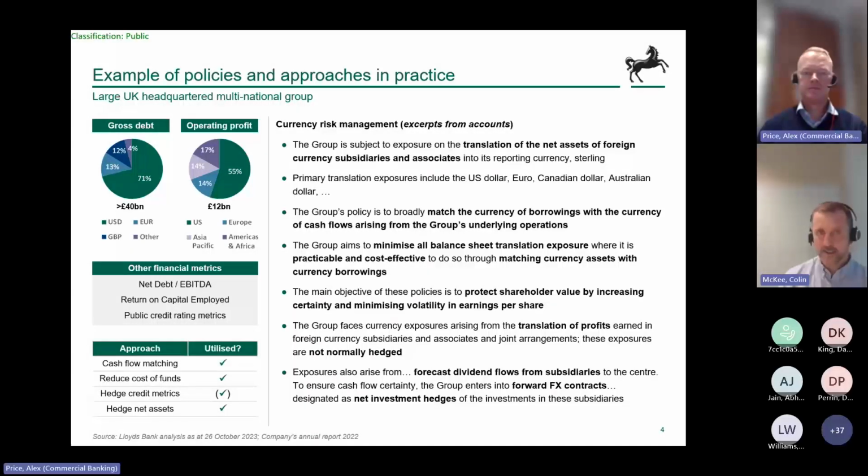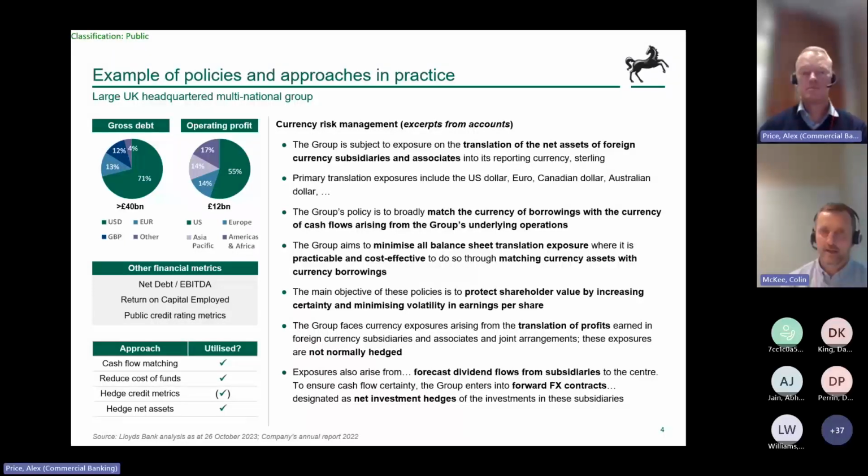Moving down to the next bullet, the group aims to minimize all balance sheet translation exposure where it's practical and cost effective to do so. And how does it do that? Well, it matches the currency of its assets with the currency of borrowings, or rather the other way around. So again, you could say they're hedging net assets by doing that, or at least they've presented it in that light. They've talked about using this approach if it's cost effective to do so, and if it's practicable: can they readily get debt in those relevant currencies? So that touches on the cost of funds point and the P&L point that we mentioned on the previous page.